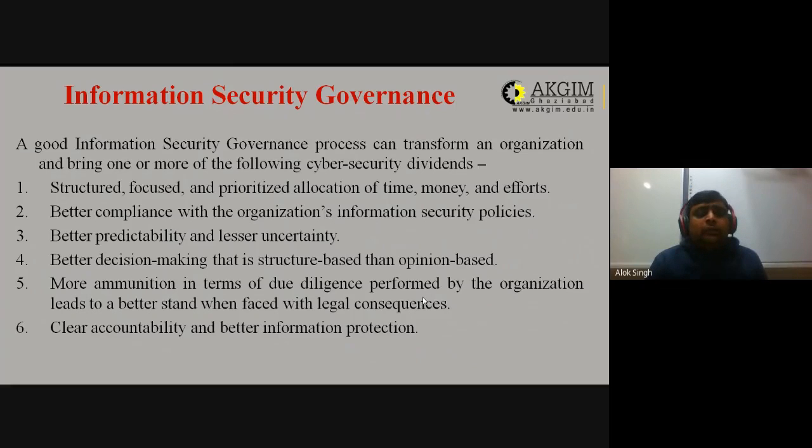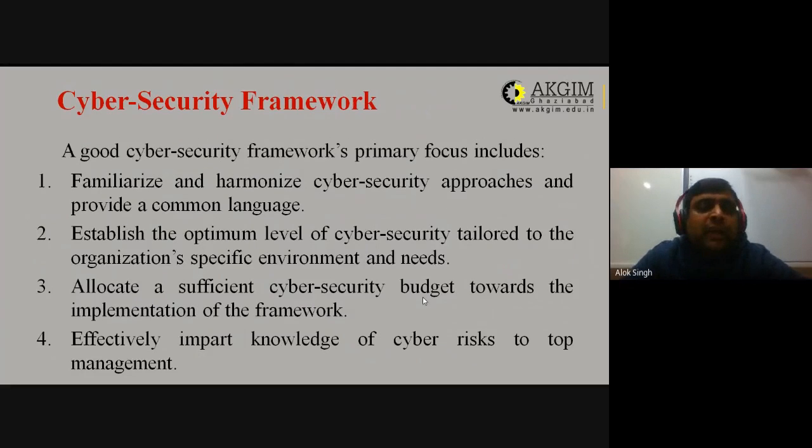Okay, and clear accountability and better information protection should be there. So those are some good practices that you need to deploy to ensure better information security governance in your organization. Okay, so how should your cybersecurity framework be? A good cybersecurity framework's primary focus includes familiarizing and harmonizing cybersecurity approaches and providing a common language. So you should decide, familiarize and harmonize the cybersecurity approaches and make them available for everyone. Okay, so provide it in a common language.